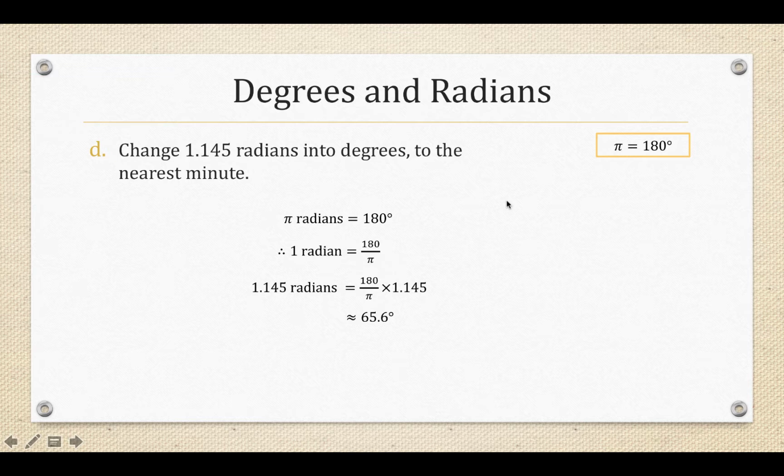65.6 degrees. Now this is where understanding how to use your degrees, minutes and seconds operation on your calculator is very helpful, because using your degrees, minutes, seconds buttons, you can easily convert that to 65 degrees and 36 minutes.